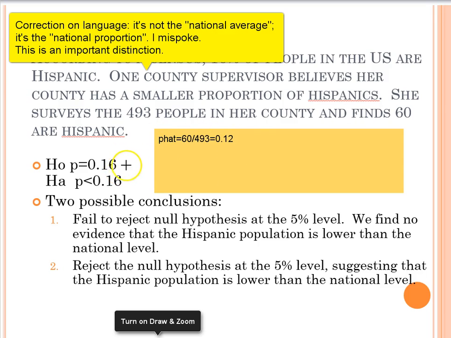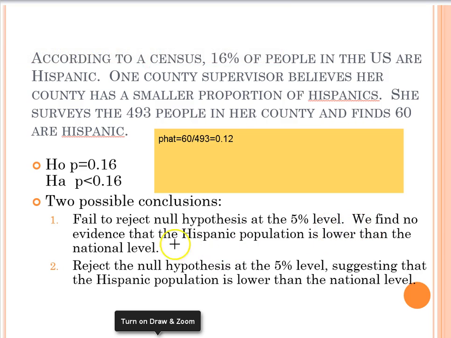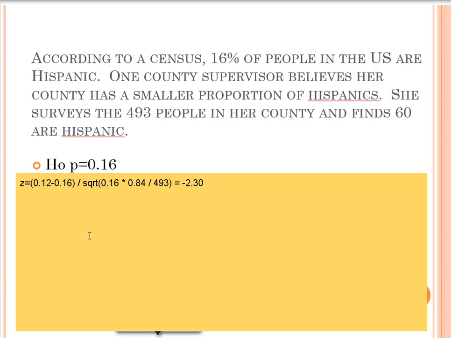If it's statistically different than 16%, then we can conclude that we have evidence that her county is in fact smaller than the proportion. So there's one of two possible conclusions. We could fail to reject that null hypothesis, and we're going to assume a 5% significance level. If we fail to reject, then we find no evidence that the Hispanic population is lower than the national average. However, if we reject the null hypothesis at the 5% level, then we do have evidence to suggest the Hispanic population in her county is lower than the national level. So let's go ahead and run this test.